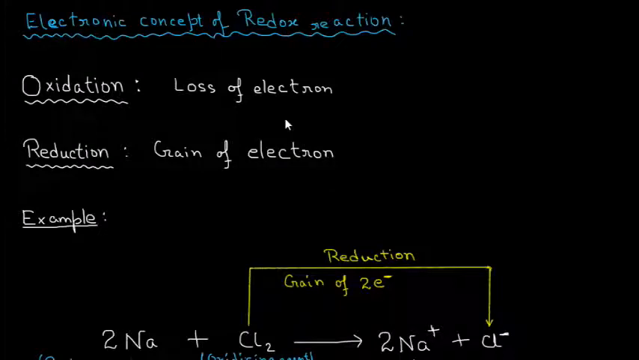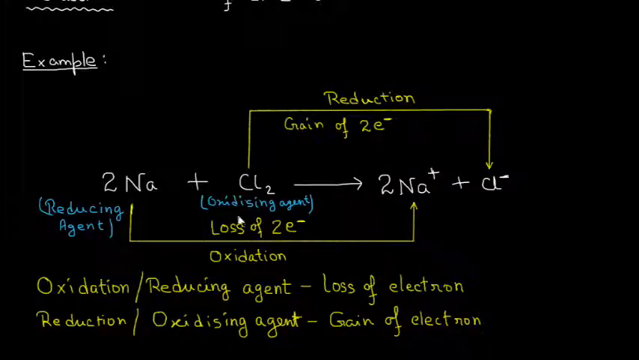Electronic concept of redox reaction. According to the electronic concept, what is oxidation? Loss of electron is called oxidation. What is reduction? Gain of electron is called reduction. So let us see a redox reaction according to the electronic concept, how oxidation and reduction take place, and what is oxidizing agent and what is reducing agent in terms of the electronic concept.